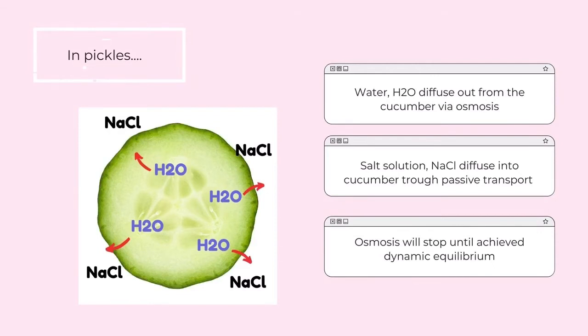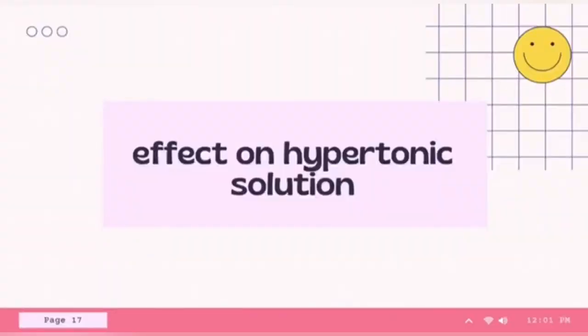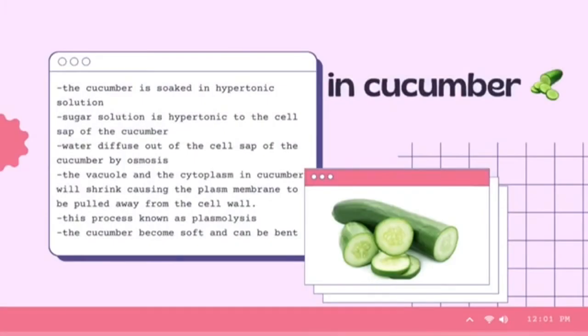Cucumber, which is high in water potential, will diffuse out from the cell to the salt solution through what movement? Through osmosis. Osmosis will stop until both achieve equal concentration, known as dynamic equilibrium. The cucumber is soaked in hypertonic solution. Sugar solution is hypertonic to the cell sap of the cucumber. Water diffuses out of the cell sap of the cucumber by osmosis. The vacuole and the cytoplasm in the cucumber will shrink, causing the plasma membrane to be pulled away from the cell wall. This process is known as plasmolysis. The cucumber becomes soft and can be bent.